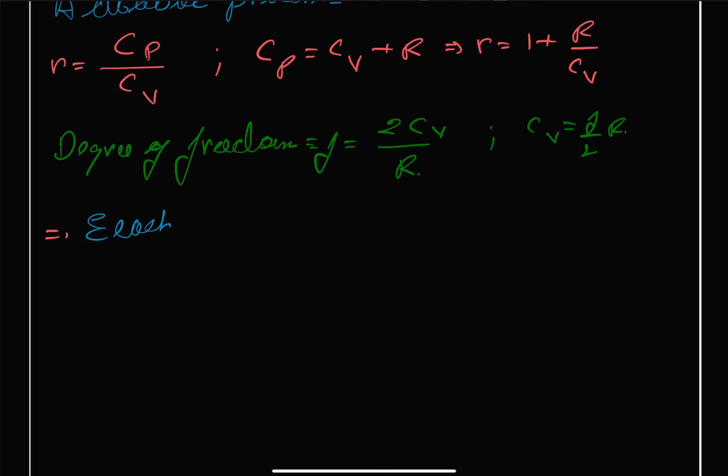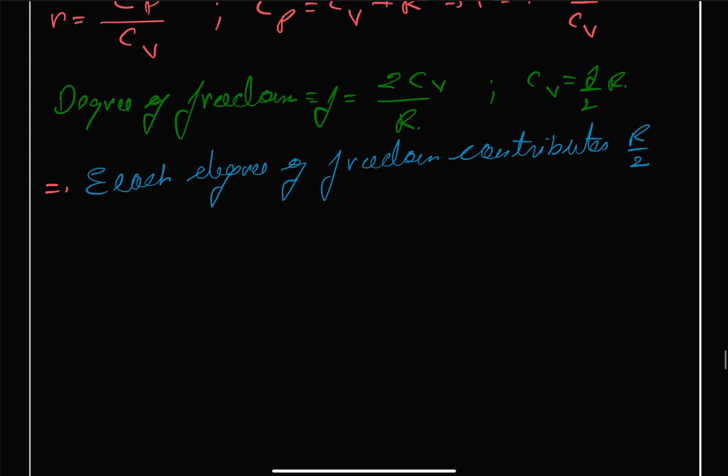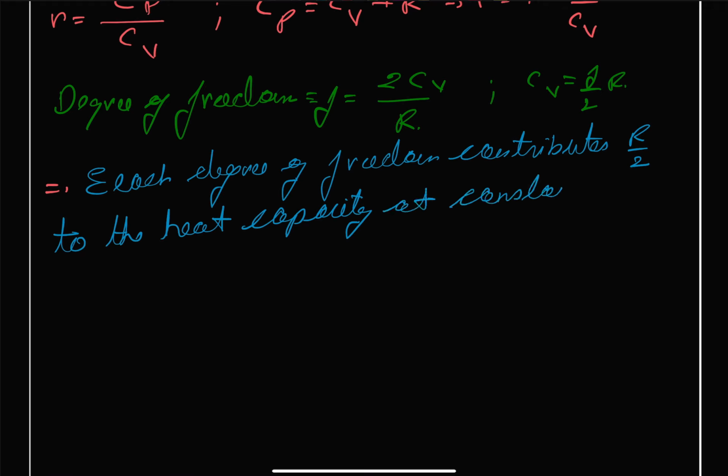Each degree of freedom contributes R by 2 to the heat capacity at constant volume.